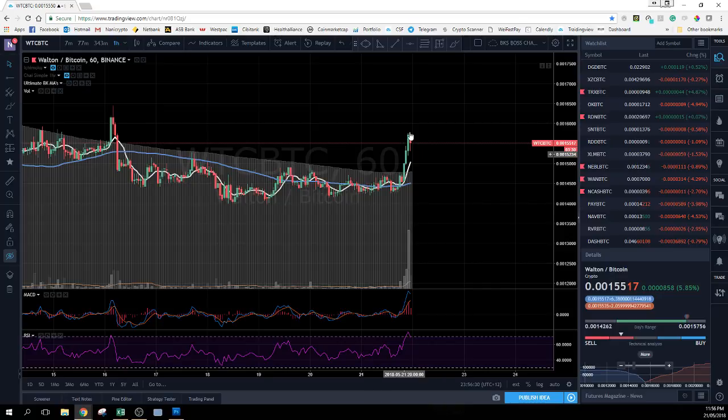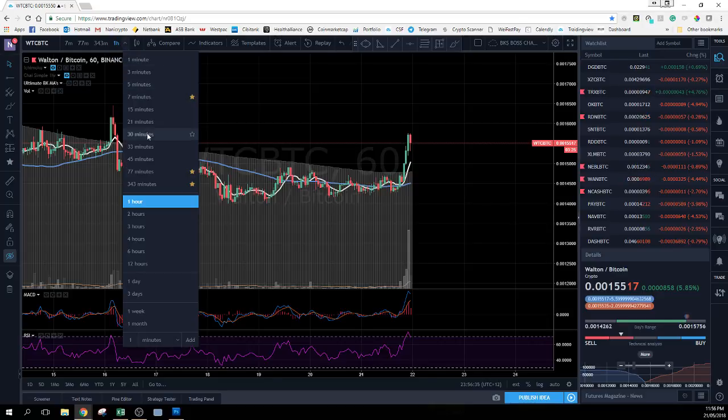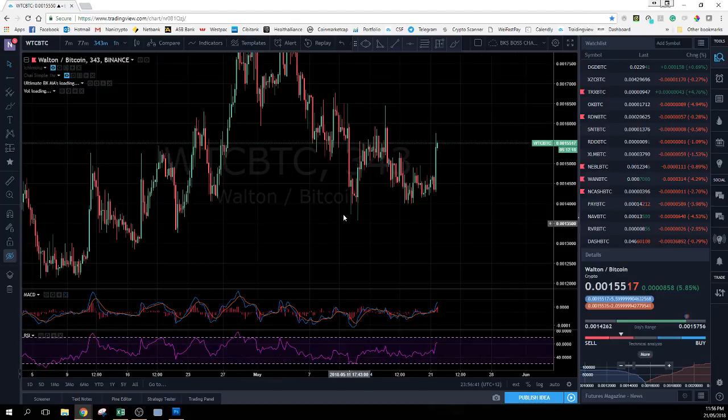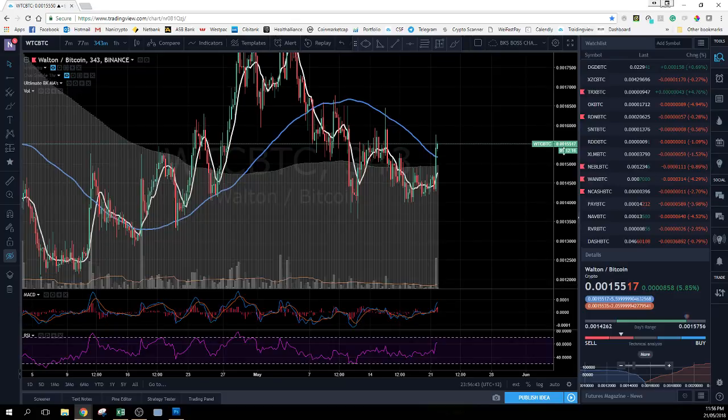Definitely I'd watch out for that red candle. Maybe if we just bring it down. I think this is a good buy at the moment. Waltcoin, it's definitely got some serious potential.